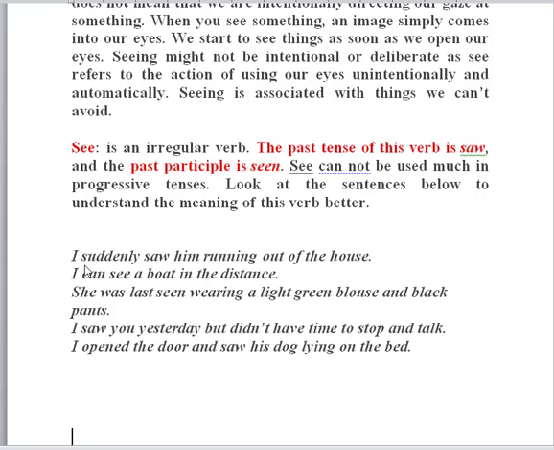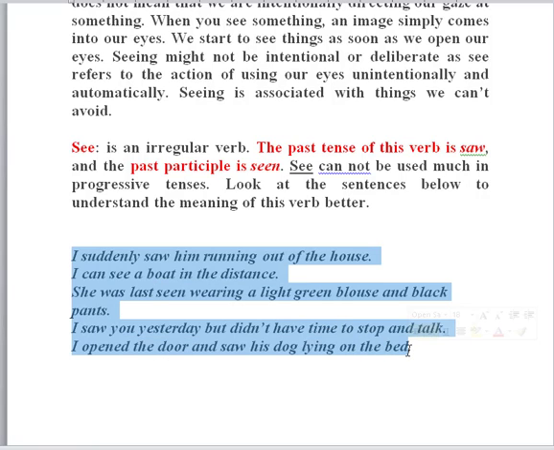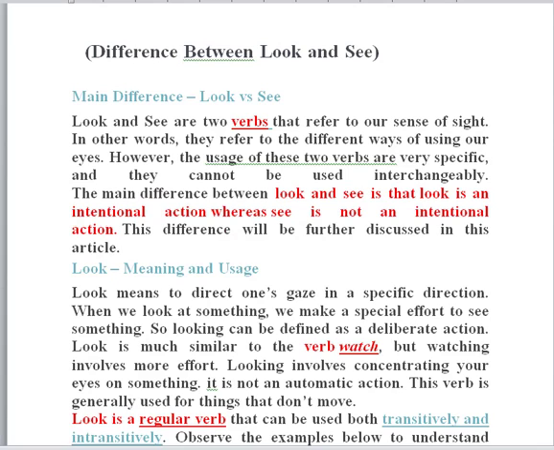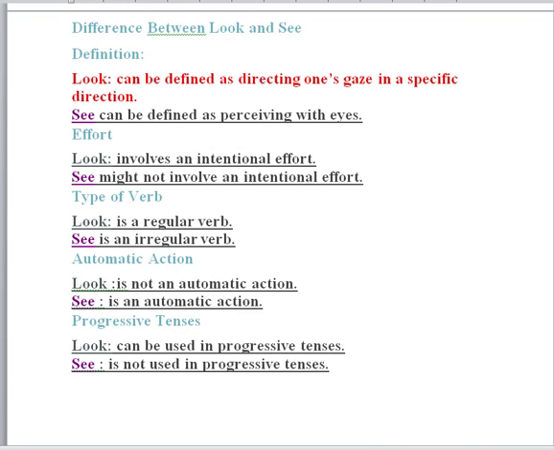Okay, it's all about the difference between look and see. Definition: look can be defined as directing one's gaze in a specific direction, but see can be defined as perceiving with eyes. Effort: look involves an intentional effort, but see might not involve an intentional effort.